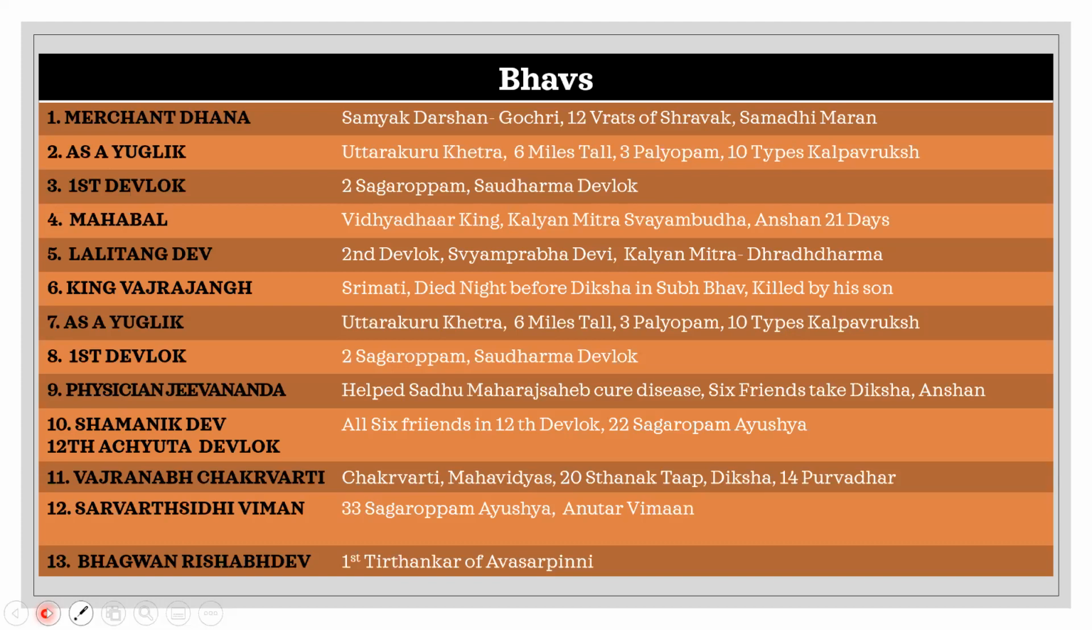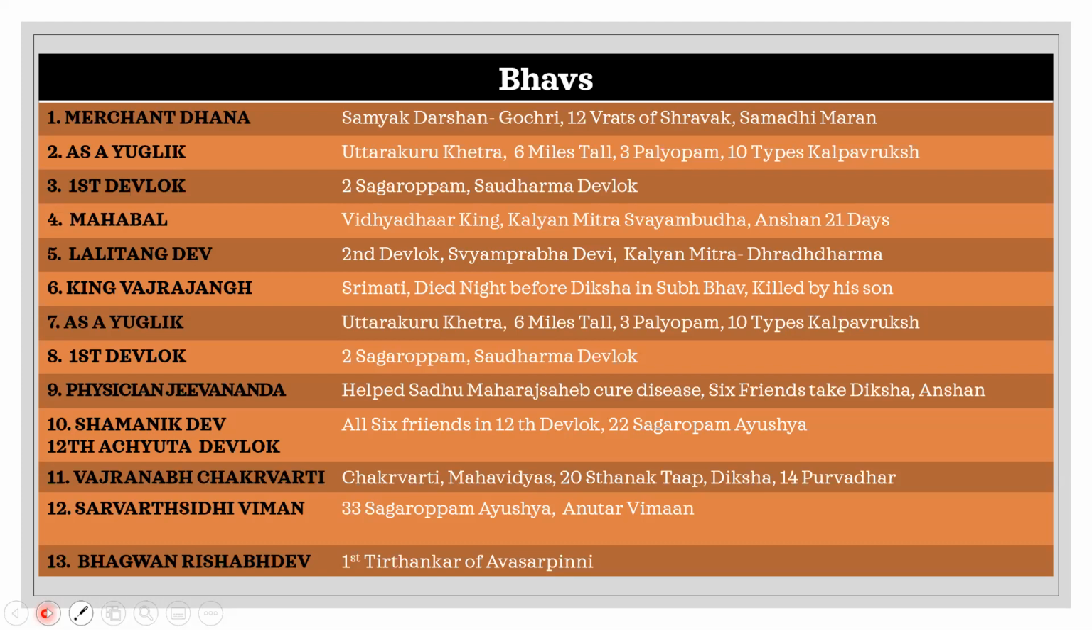And here he dies before taking Diksha, just the night before taking Diksha in Subh Bhav. And therefore, he is again born as a Yuglik in Uttarkuru Kshetra. And again, he goes to the first Devlok, that is Sudharma Devlok. And in the ninth bhav, we saw he became a physician, Jeevananda. And in this bhav, he cures a Maharaj Sahib of a disease. And there are 6 friends, and they all 6 friends take Diksha, and they all take Ansan.